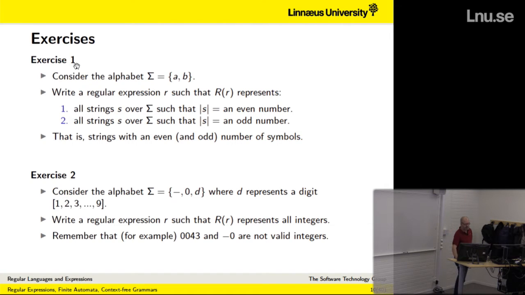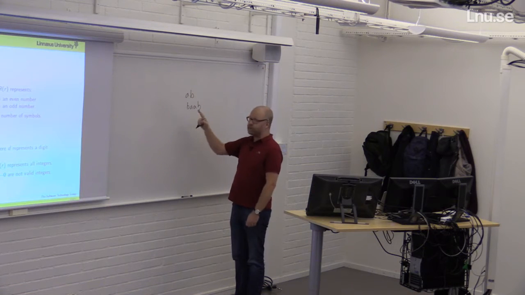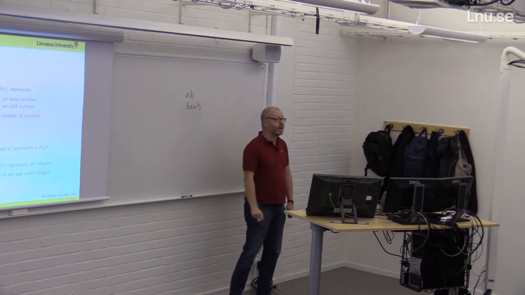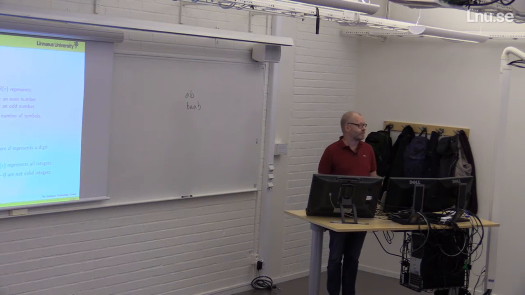Exercise. Consider the alphabet A and B. Write a regular expression using A and B that recognizes all strings whose length is an even number. Any combination of A and B that has an even number of symbols. Could you write down a regular expression recognizing these strings?